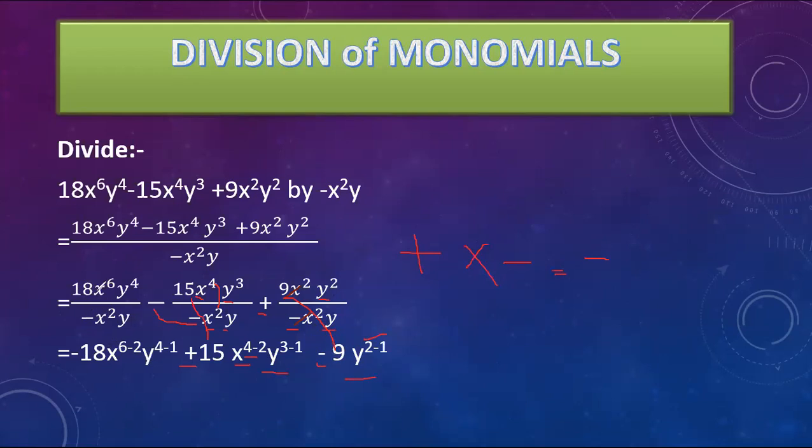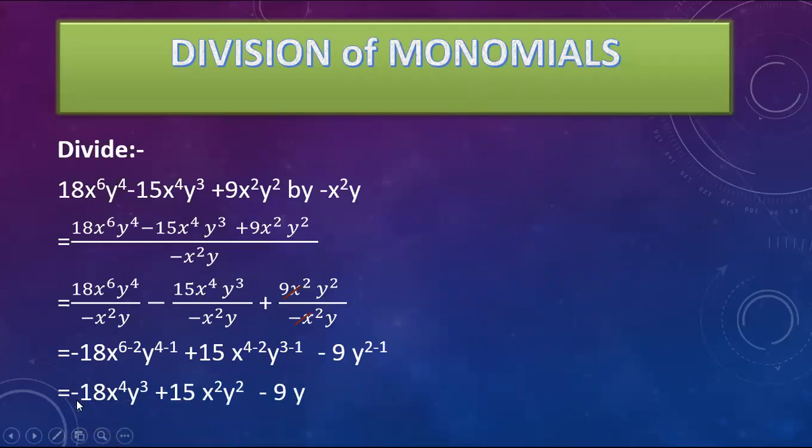Okay. And here, what about these variables? When the variables, that means when the bases of dividend and divisor are same, we can subtract the power of the divisor from the power of the dividend. Clear everybody? Now the last step is of simplification. We can write minus 18 x power 6 minus 2. 6 minus 2 means 4. Y power 4 minus 1 is 3.